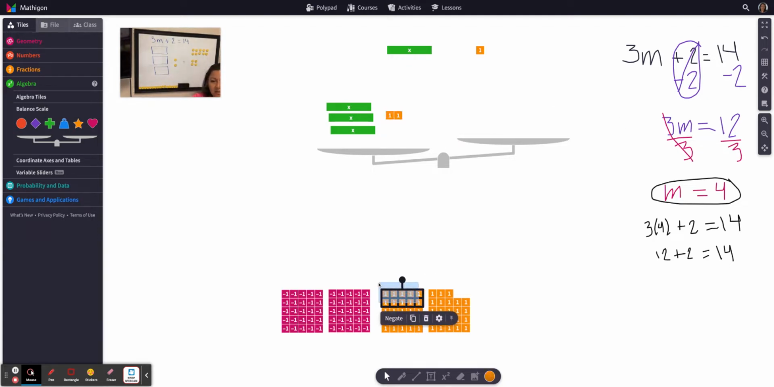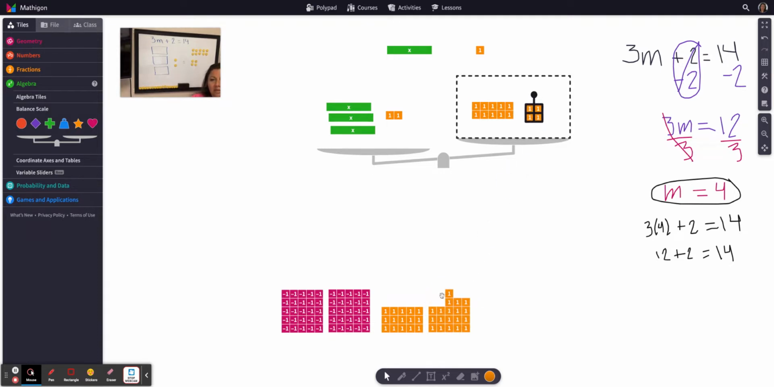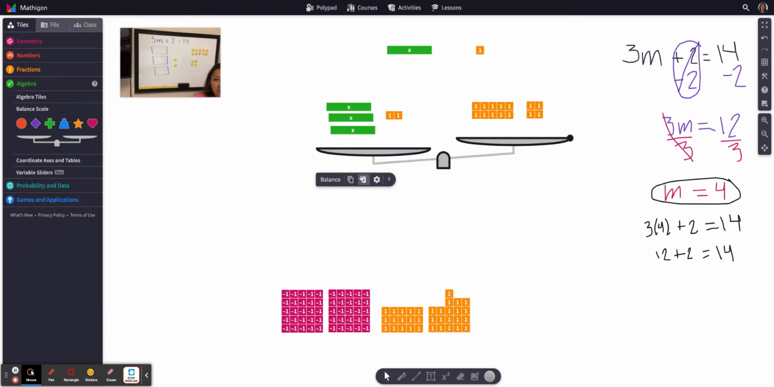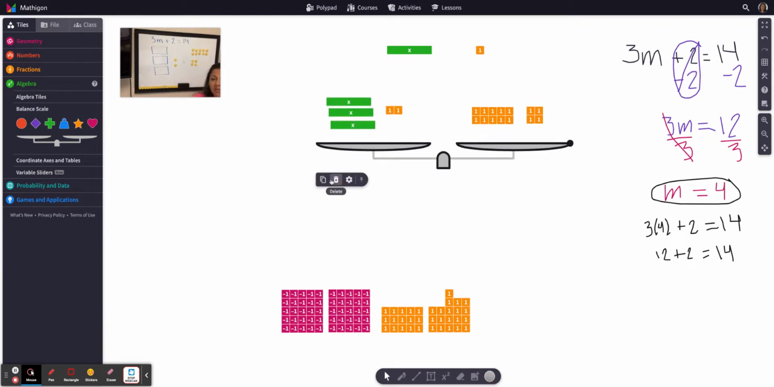I have these in groups of 5, and 2 groups of 5 equals 10, and then I need 4 more. So there I have a total of 14. That's what I was given, so I need to tell this to be balanced. So we know that equations must always be balanced, right? My goal is to leave the x's so that I have only one x by itself at the very end. Right now I have 3 x's and 2 1's.